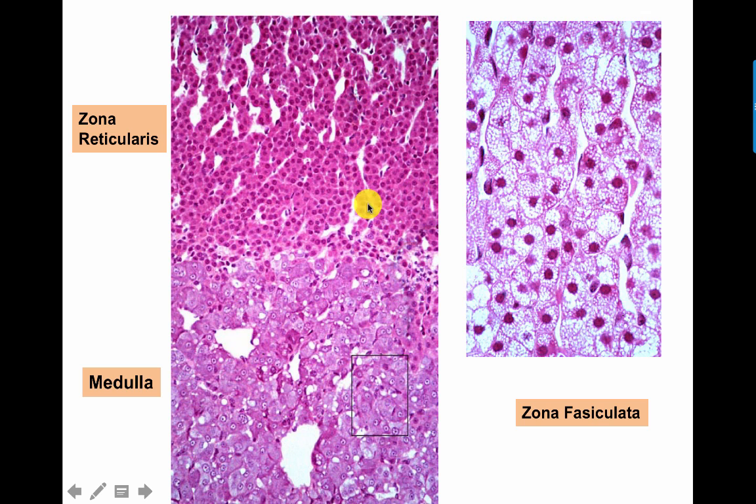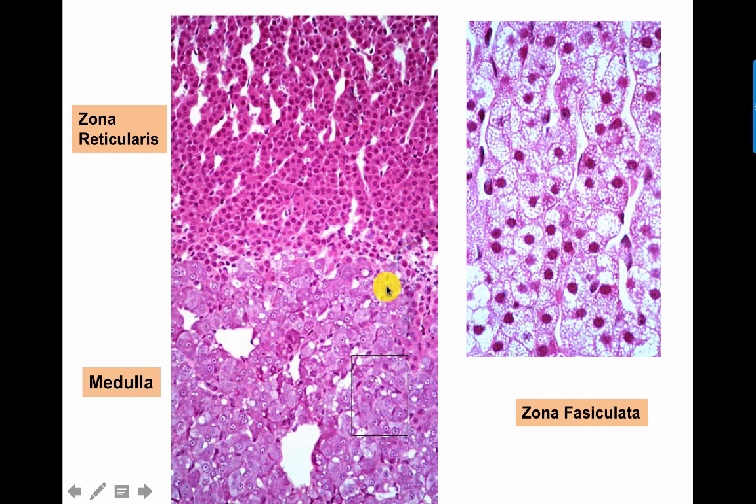Here we have the zona reticularis, formed of cells forming a reticulum, and here we have the cells with evident acidophilic cytoplasm, not vacuolated like this one, so the color here becomes darker. In between these irregular branching cords of cells, we have these white spaces demonstrating the blood sinusoids.